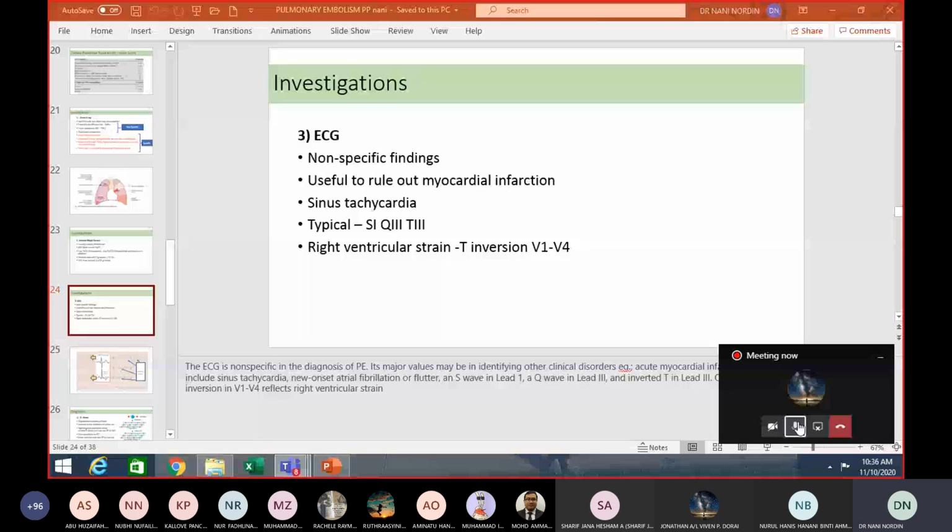Okay, sorry. So sinus tachycardia. Usually when I ask my students what sinus tachycardia is, they will explain so many things because of the word sinus there. But actually it's just tachycardia. So you have learned your ECG, yeah?